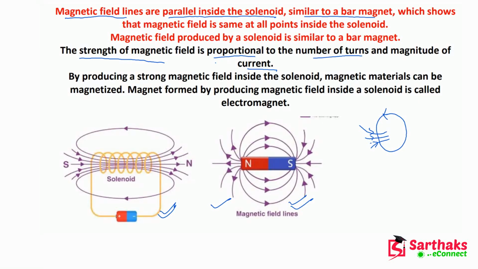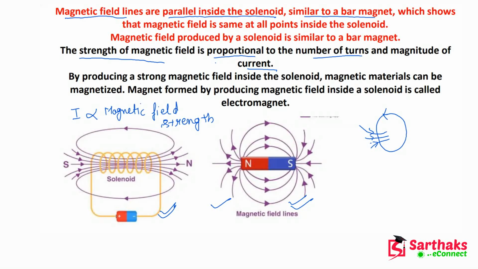So simply, if the number of turns is higher, then what will happen? Their magnetic fields will add up. So that's why the strength of the magnetic field will also be higher if the number of turns is higher. Now if you increase the current, then we know that current is proportional to the magnetic field strength. So in this case also, the current will be higher, so the magnetic field strength will also be higher.